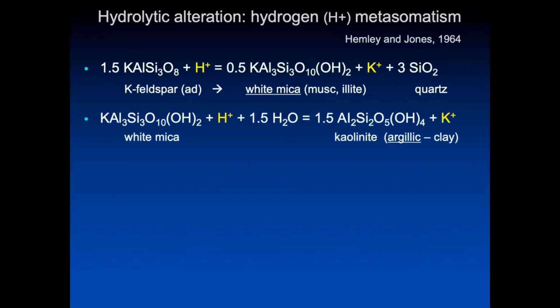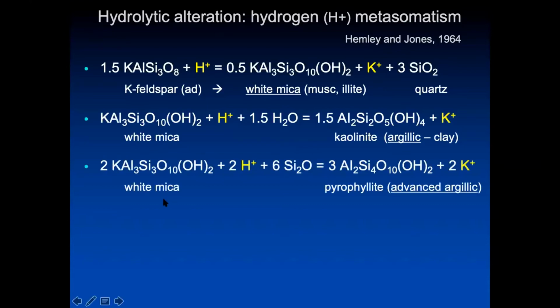Then, if we have more hydrogen and we alter white mica, muscovite, with the hydrogen ion, this will go to kaolinite, a kaolin mineral, plus potassium, more potassium released to solution. If we add even more hydrogen, 2 hydrogens to white mica, we can form perovskite. We need some silica here, but we form perovskite.